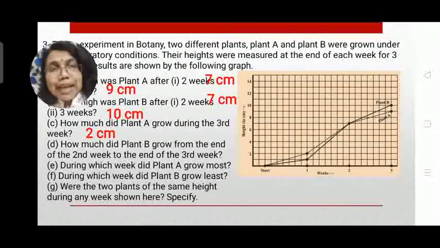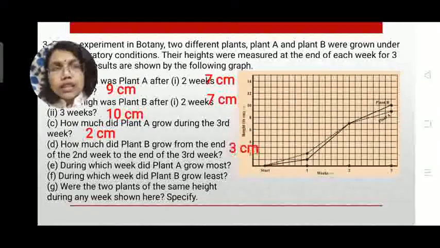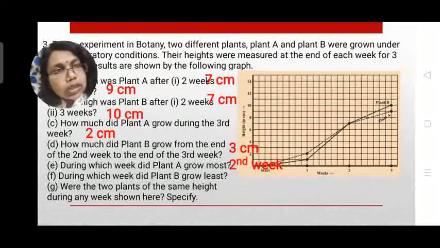How much did plant B grow during the end of second week and the end of third week? Now again, for plant B, the difference between heights is 10 minus 7, that is 3 centimeter. During which week did plant A grow most? Maximum upward trend for plant A is seen in second week. We could see the longest line there. During which week did plant B grow the least? The smallest line for plant B, the uninterrupted line, lies in first week.